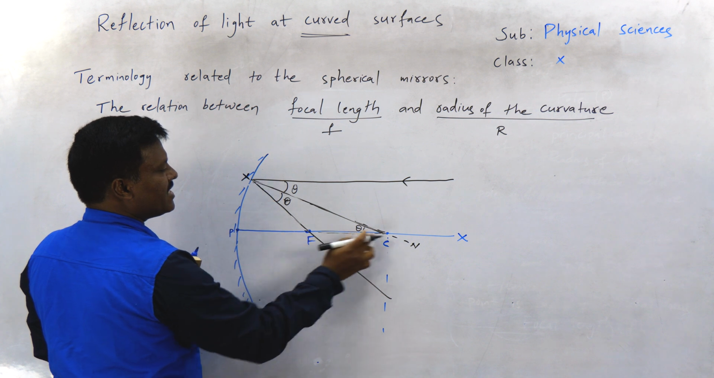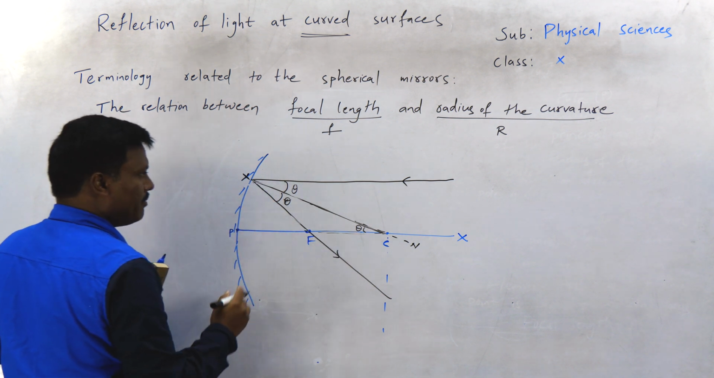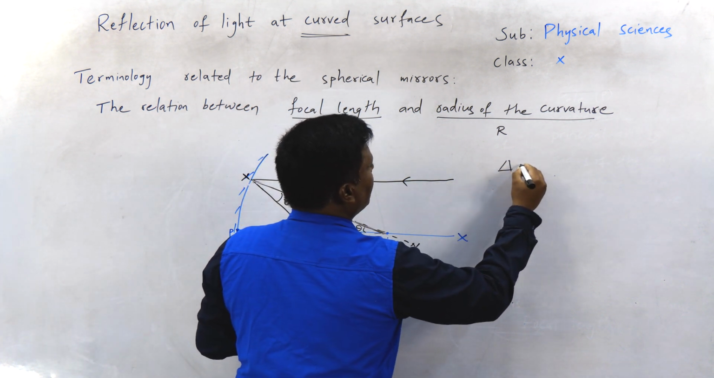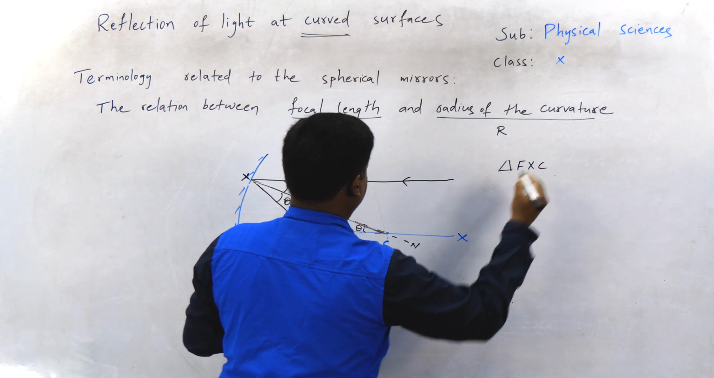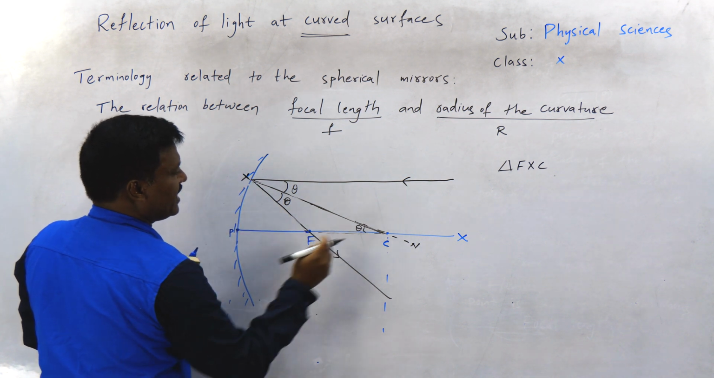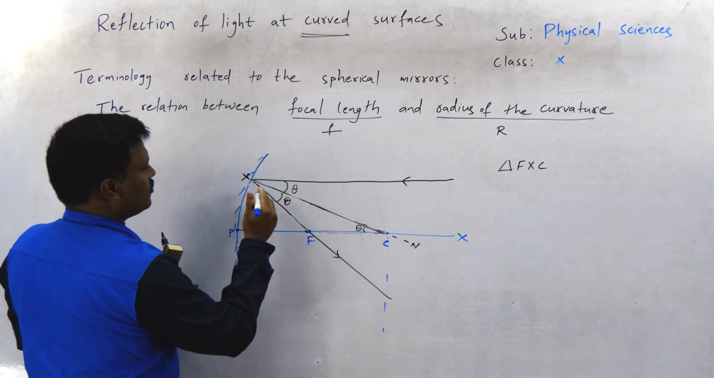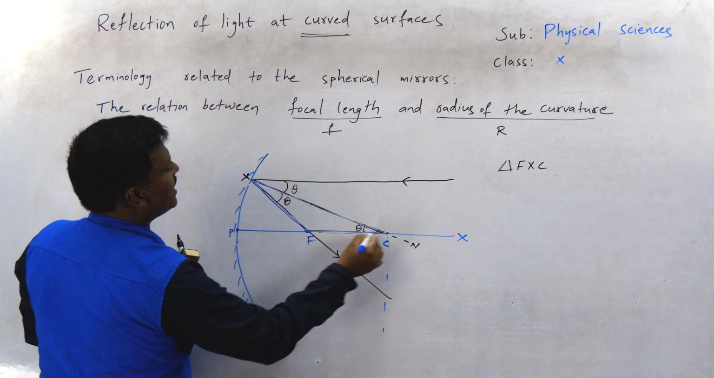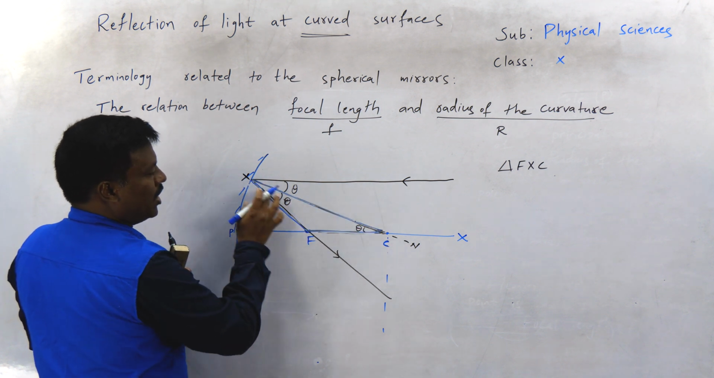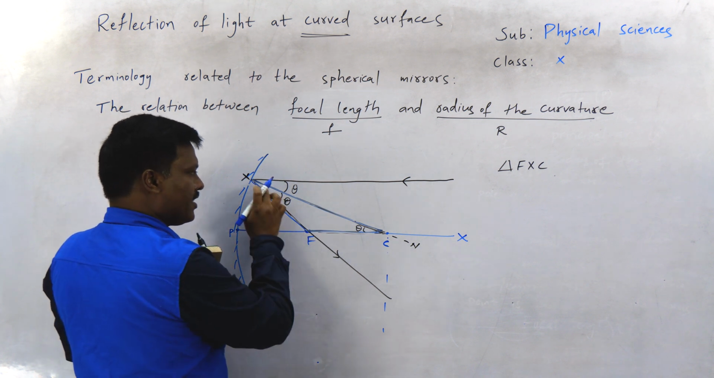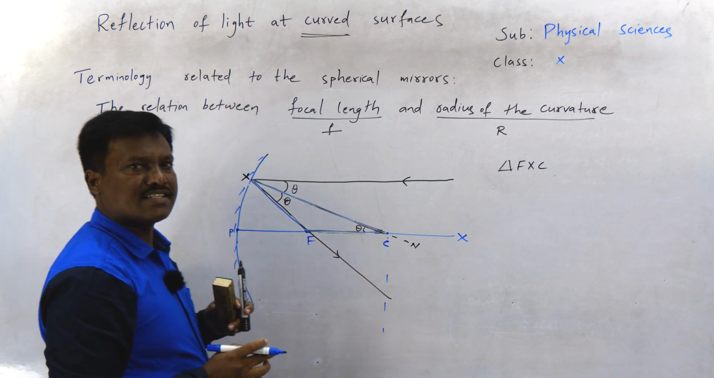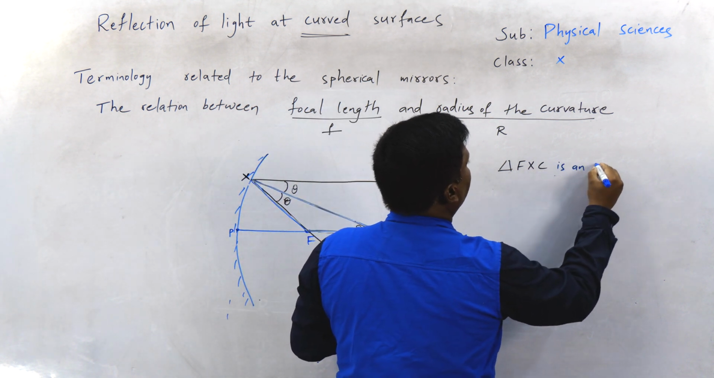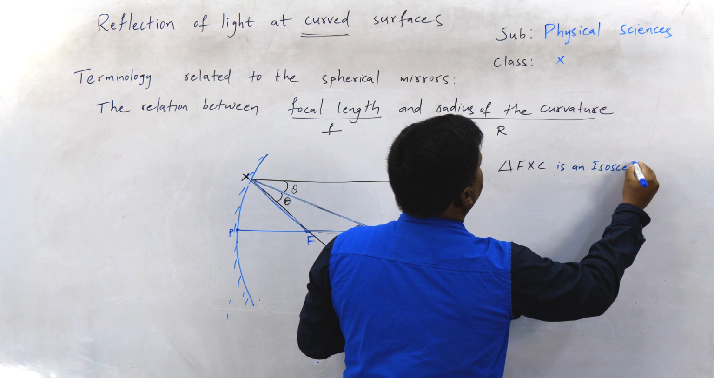This triangle has three sides, right? I am making this triangle XFC. So triangle FXC is my triangle. So this one, I'll draw the outline. So this is my triangle, right? How does this triangle look? This triangle looks like an isosceles triangle. So triangle FXC is an isosceles triangle.